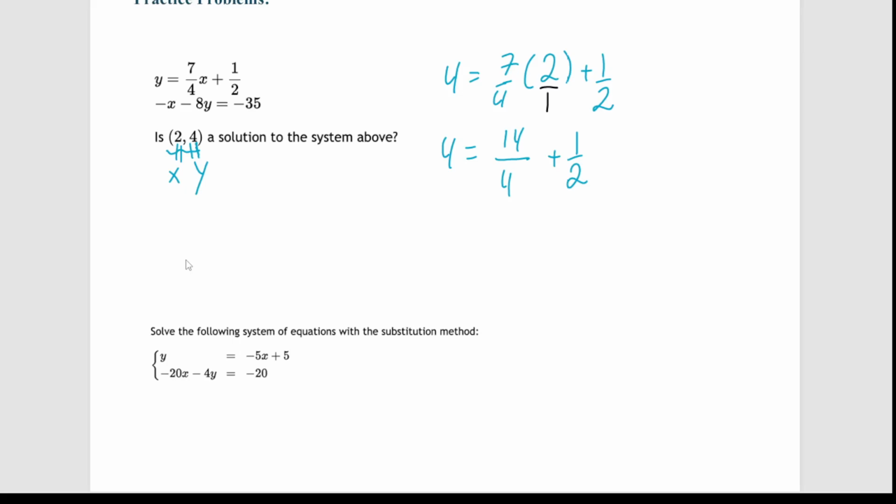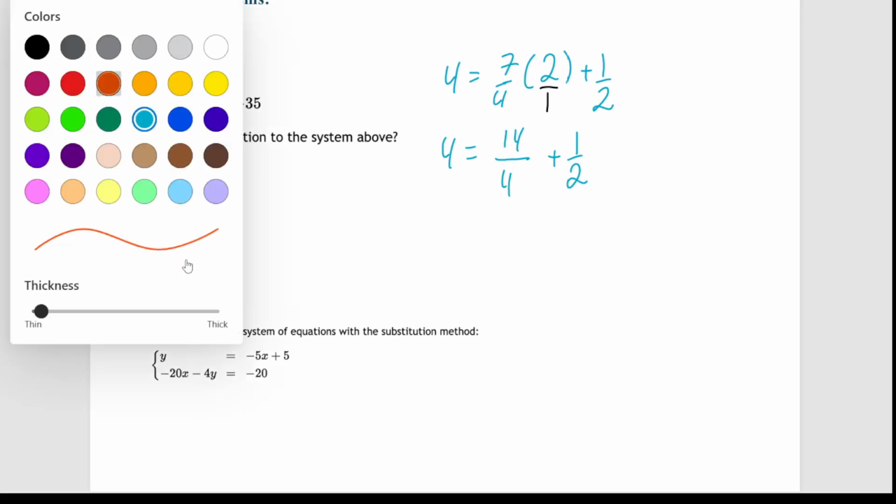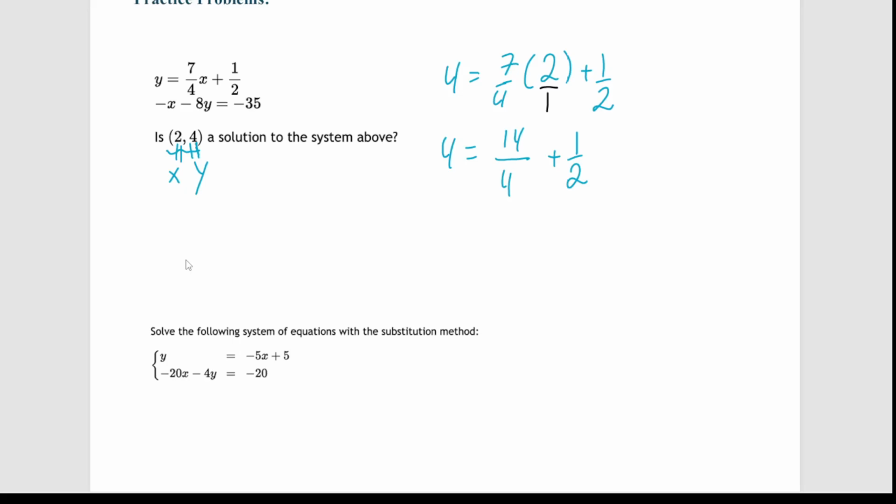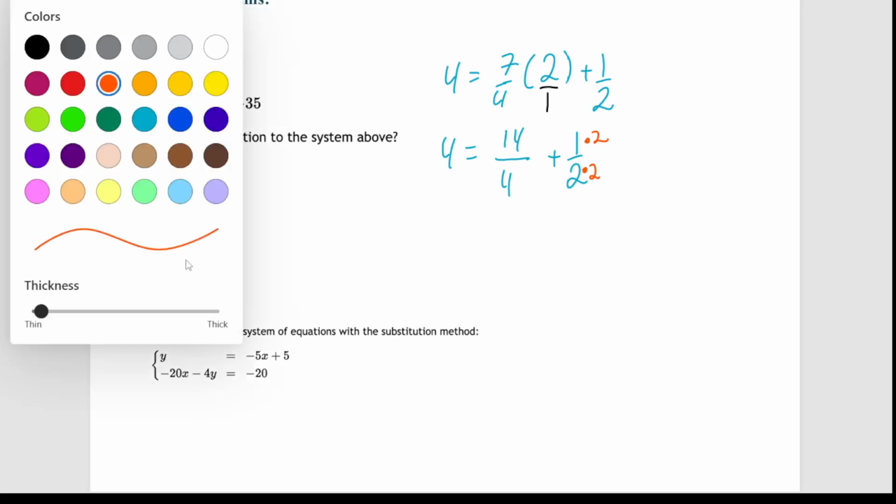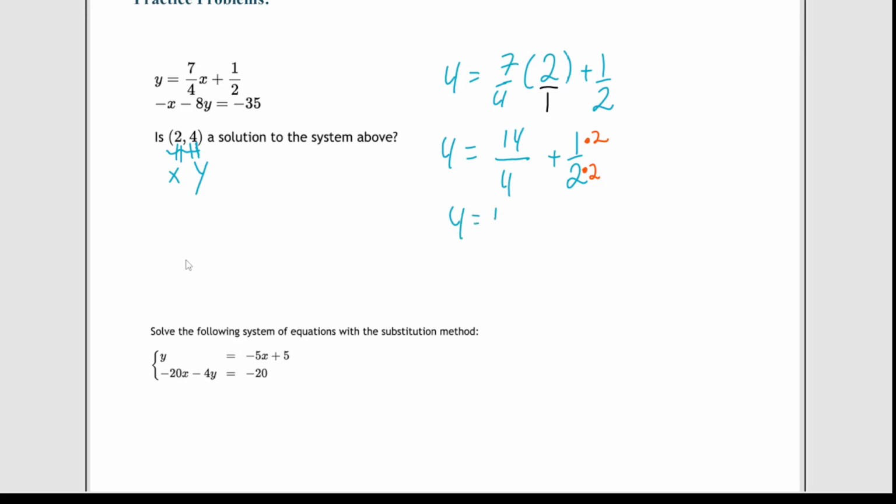If I want to continue to simplify the right-hand side, these need to have like denominators. So I'm going to take the 1/2 and multiply both the numerator and denominator by 2. So that will simplify to 4 is equal to 14/4 plus 2/4. 14/4 plus 2/4 is going to make 16/4. And 16 divided by 4 simplifies to 4. So that is a true statement for that equation.